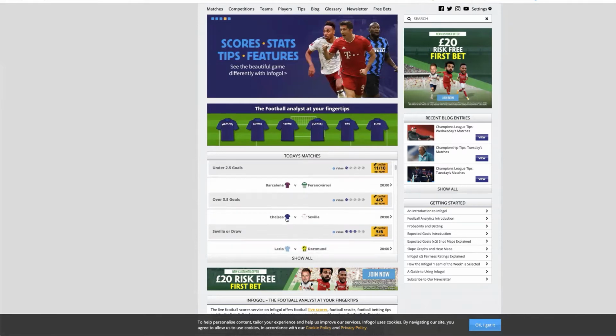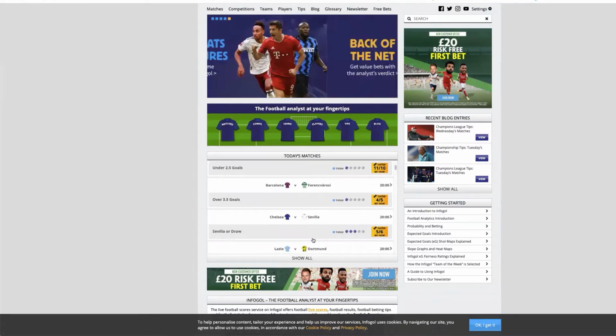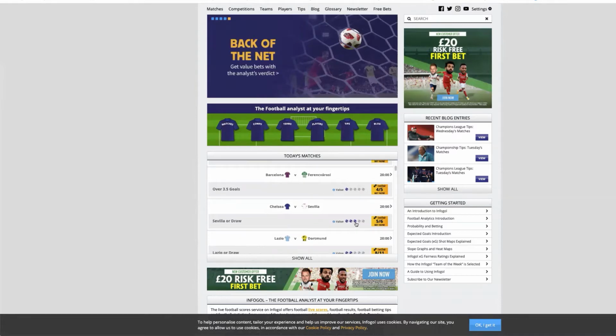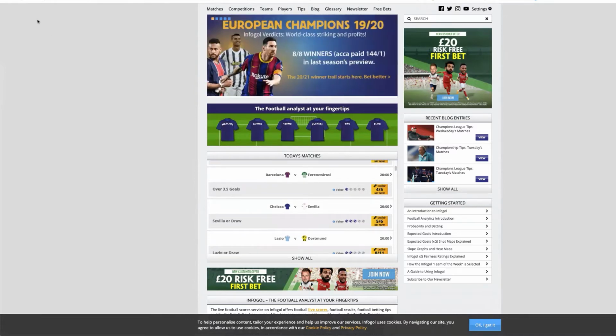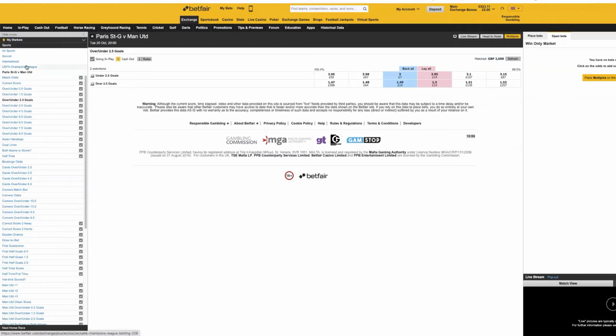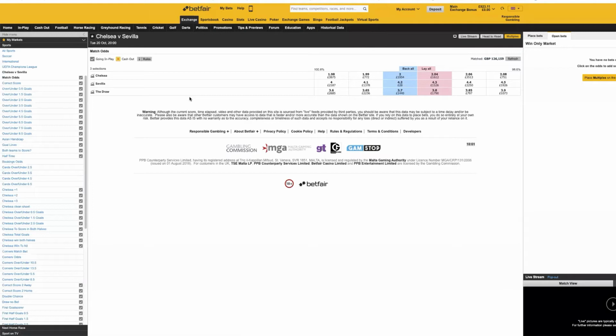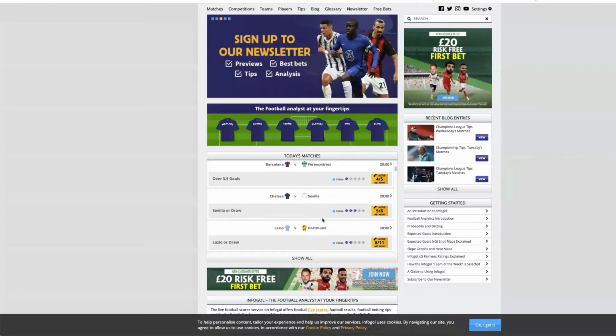Chelsea, Sevilla. They're picking Sevilla or draw. Yeah, I could see that being good. A lay of Chelsea. What price were Chelsea again? I didn't actually look at the prices. We're just looking at the goals, weren't we? So Chelsea are even money. I can definitely see that being a lay the way they're playing. So I might look at that later.